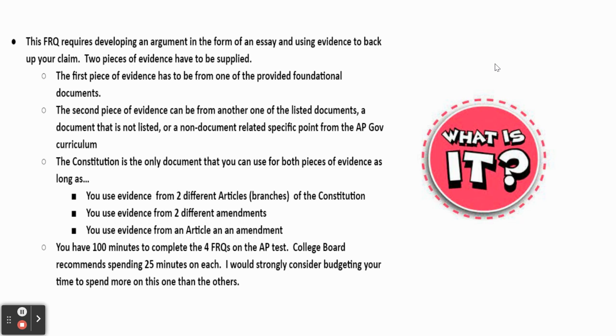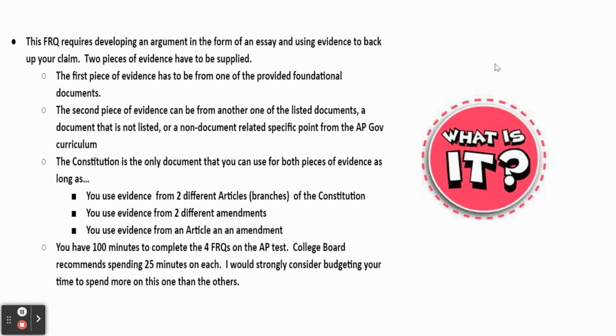Again, one has to be from a document. The other one can be from an additional document or not from a document. The Constitution is the only document that you could use for both pieces of evidence, as long as you use evidence from two different articles, meaning about two different branches, you use evidence that relate to two different amendments, or that you use evidence from an article and an amendment, right? So you can use the Constitution for both pieces of evidence as long as you follow those rules.